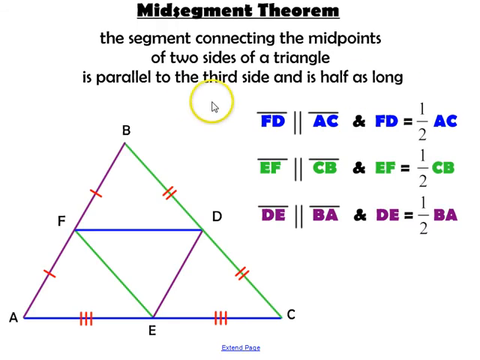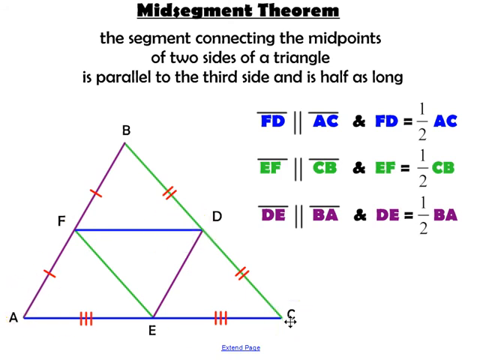If you find the three midsegments of a triangle, they connect in a special way, and that's what we'll talk about in the midsegment theorem. The segment connecting the midpoints of the two sides of a triangle is parallel to the third side and is half as long. So if you see here, segment FD connects the midpoints of AB and BC. So FD is actually parallel to the third side, AC. FD is also half the length of AC.